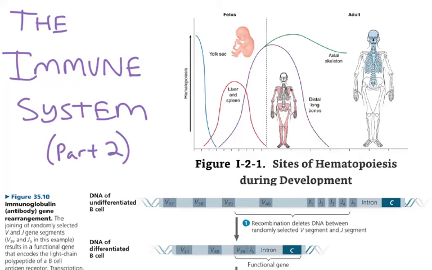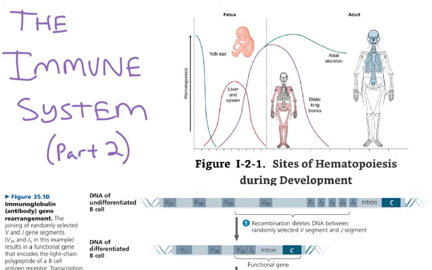So we talked about the adaptive immune system. We talked about B cells and T cells, both helper and cytotoxic, and what they do. Now I want to talk about how they come to be. I told you that B cells are called B cells because they mature in the bone marrow, and T cells are called T cells because they mature in the thymus. And actually both of them start out in the bone marrow, but T cells migrate to the thymus.